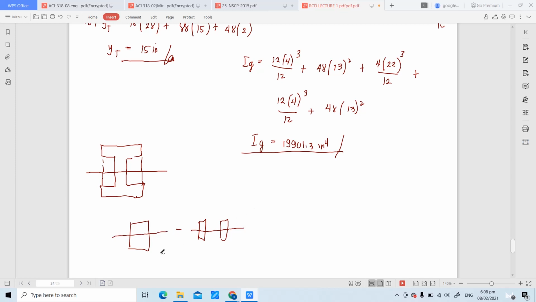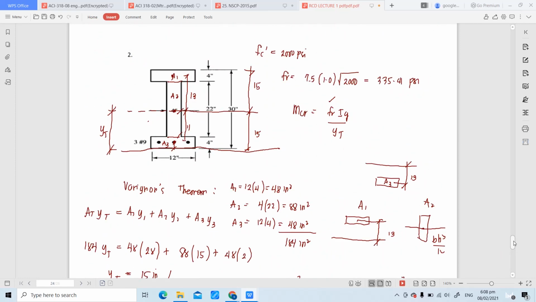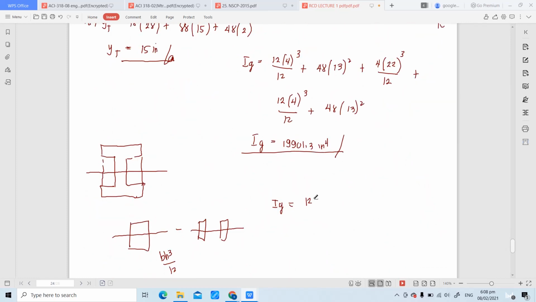Kapag ganun yung kino-consider natin, ang moment of inertia formula ay bh cubed over 12. Tama? So, I sub G will be, eto muna, bh cubed over 12 nito. So, ano ba yung base? Ang base ay 12, ang height ay 30. Tama? So, that is 12 times 30 raised to 3 over 12.